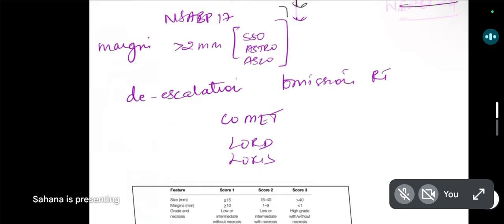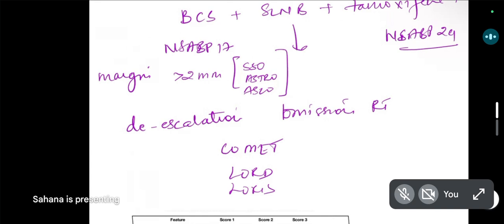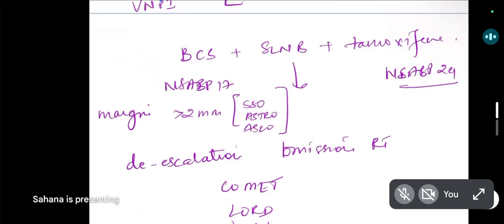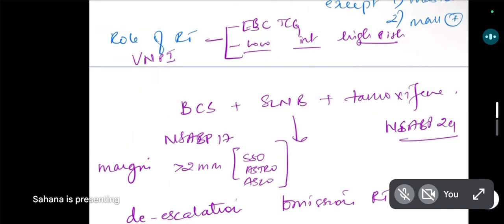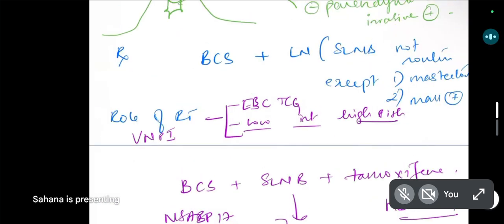So basically they wanted to omit RT. Whether you are doing an overkill for something as small as DCIS was their concern. So according to the SSO, ASTRO, and ASCO, more than 2 mm is an adequate or optimal margin that has to be obtained for DCIS. NSABP B-17 gave the standard that BCS with RT was equivalent to mastectomy, and in their inclusion group they even had DCIS. So you can quote NSABP B-17 here.